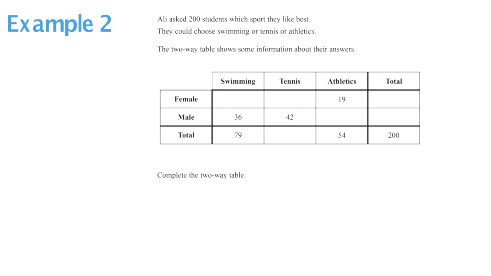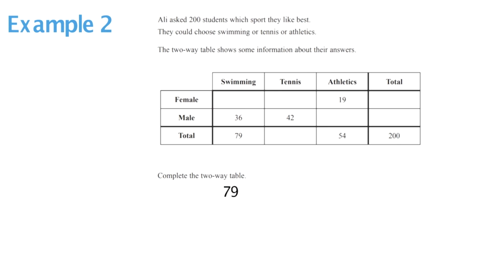Example 2. So again, same thing as I said before, usually ask you to complete the two-way table. So again, my way is not the only way. So for instance, I did the total number of swimmers, which is 79, minus the 36 males that swim to work out the females that swim, which is 43. Then I now worked out the number of people that play tennis in total, which is going to be 200 minus 79 that swim minus the 54 athletics. And that's going to leave you with a total answer of 67. So 67 people play tennis in total.